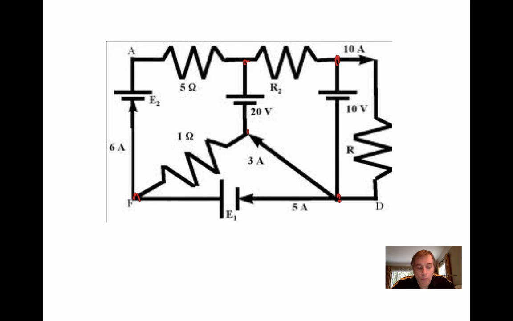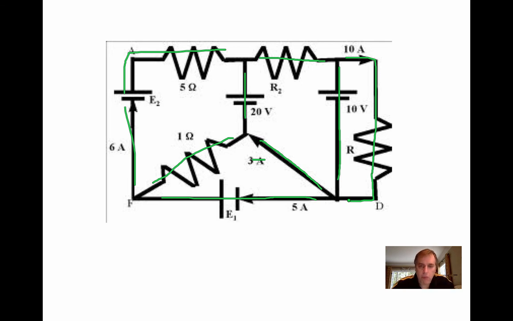How many branches? Try to answer that first by yourself. So how many branches? That's one here, 2, 3, 4 here, 5, 6, 7, 8. So there are 8 different branches in this circuit. That means there are 8 different currents in this circuit.